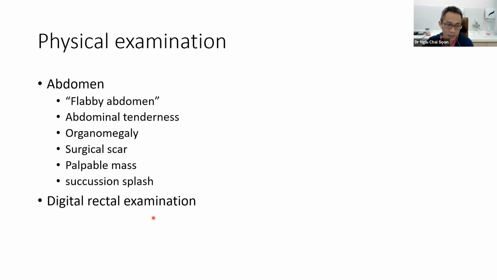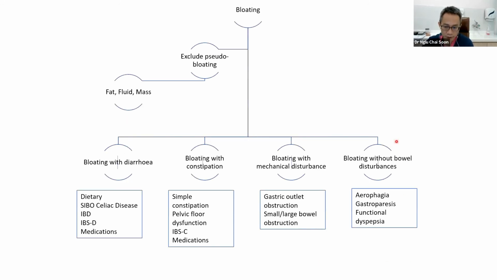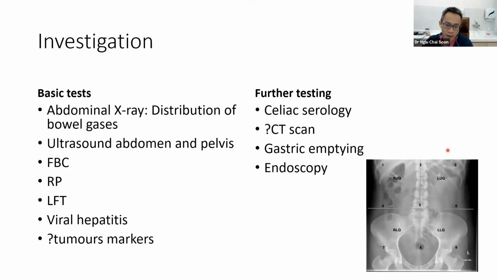So after the detailed history taking and physical examination, we need to divide our patients into four categories: whether they have bloating with diarrhea, bloating with constipation, bloating with mechanical disturbances, or bloating without mechanical disturbances. This is very important because it assists us in further investigations and management. In general practice, you can request a general basic blood test, abdominal X-ray, ultrasound abdomen.